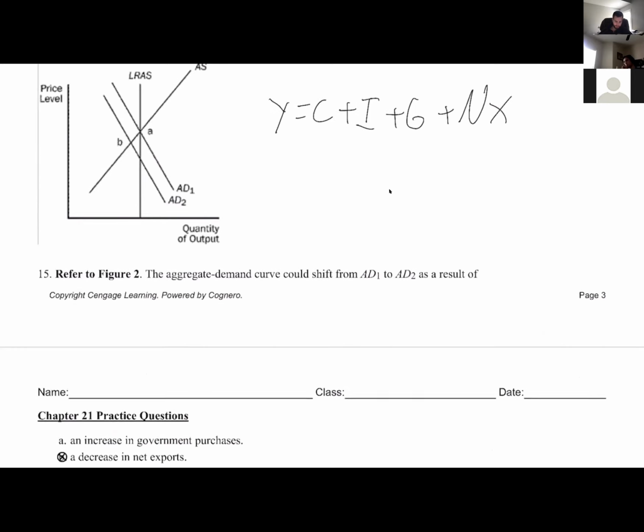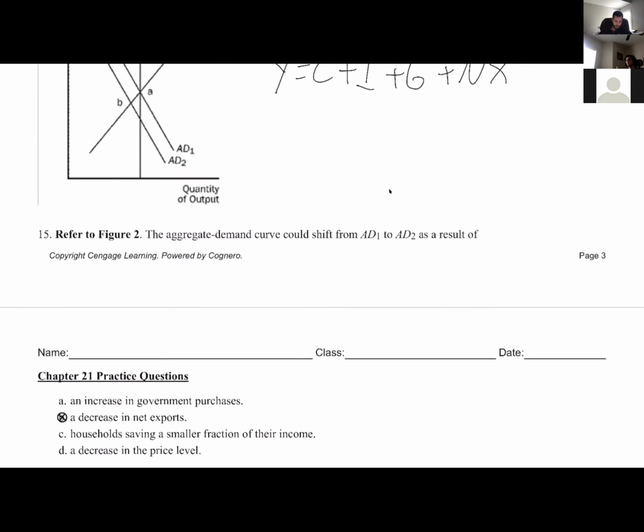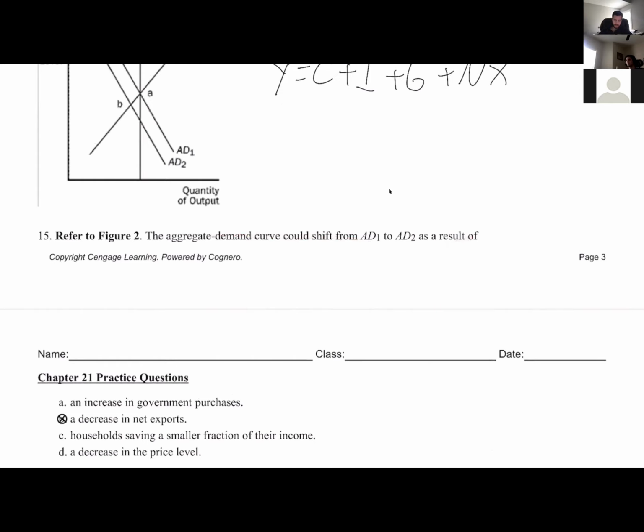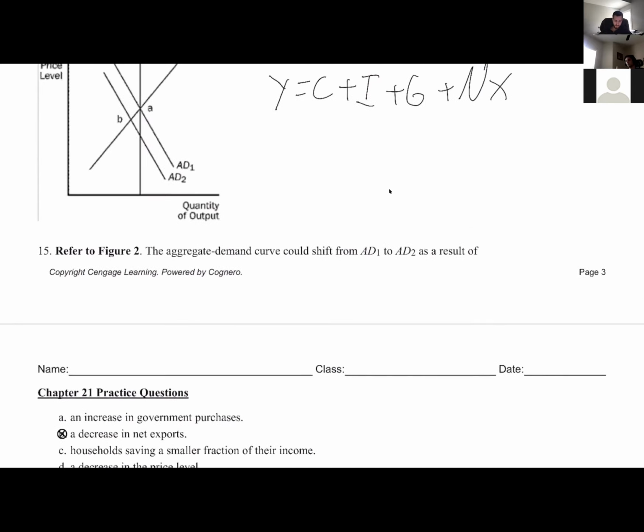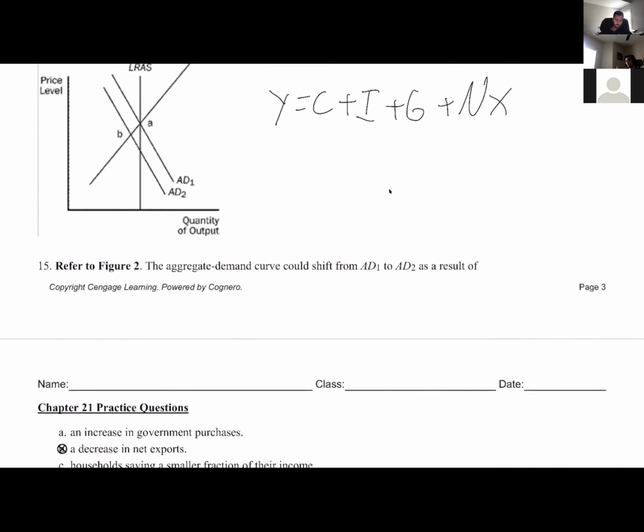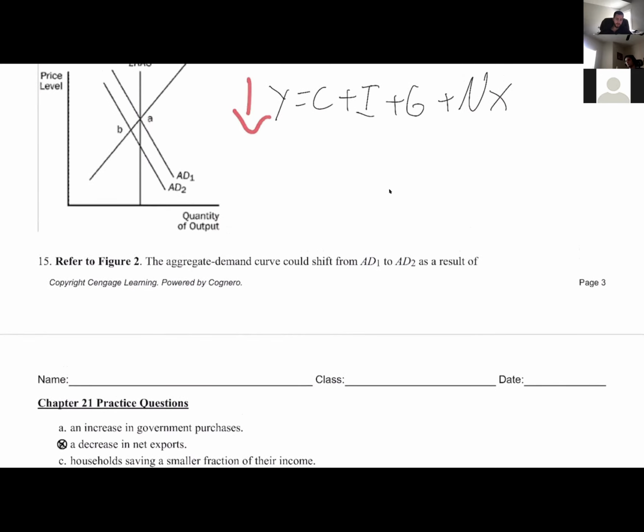Also here, it says the aggregate demand curve could shift from AD1 to AD2 as a result. So as you can see, the aggregate demand is falling. If you remember aggregate demand and aggregate supply from what Justin told you, here I tried to do it the mathematical way. We're basically asking, how can you make this Y go down? This curve shift just tells you that this Y, this expression, went down. So it could be by decreasing exports, by decreasing investment, by decreasing government spending. All of those would make it go down.